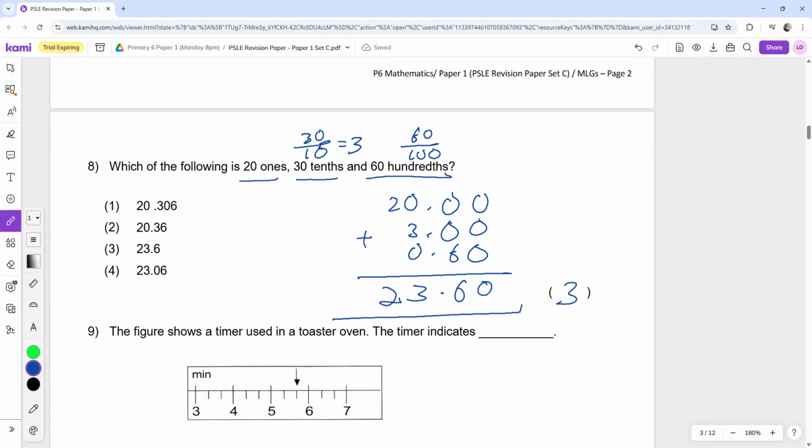So the answer is 23.60, but there's no such answer. Take out the zero there. You got the answer here already. Okay, 23.6. And that's your answer, number 3.